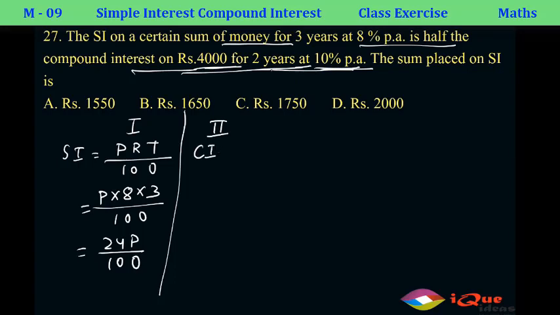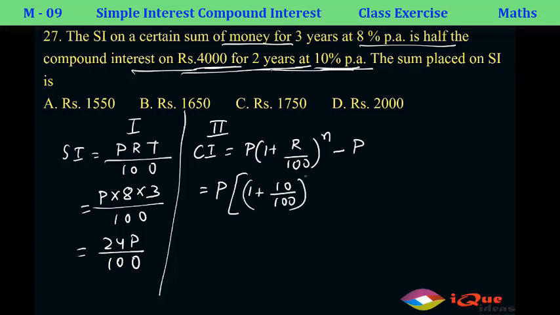So that required compound interest will be P into (1 plus R upon 100) to the power N, minus P. So this compound interest will be equal to, let's take P common. We have 1 plus R is 10, so 10 upon 100, and N is 2, so square, minus 1. So this gives us P into (1 plus 10 upon 100, which is 1 by 10, so it is 1.1) square minus 1. Now 1.1 square is 1.21.